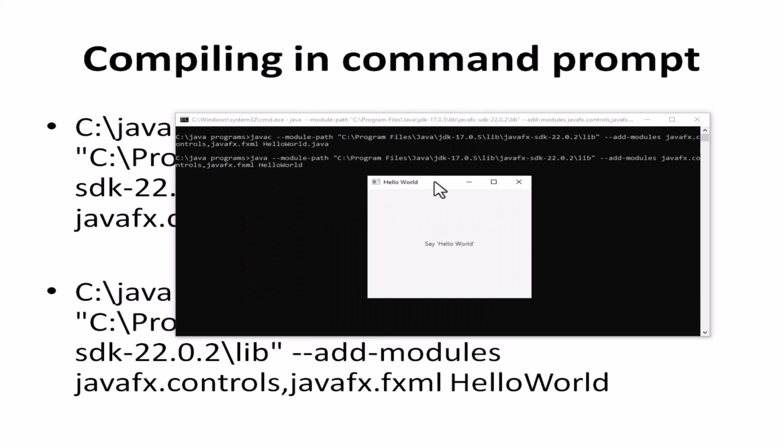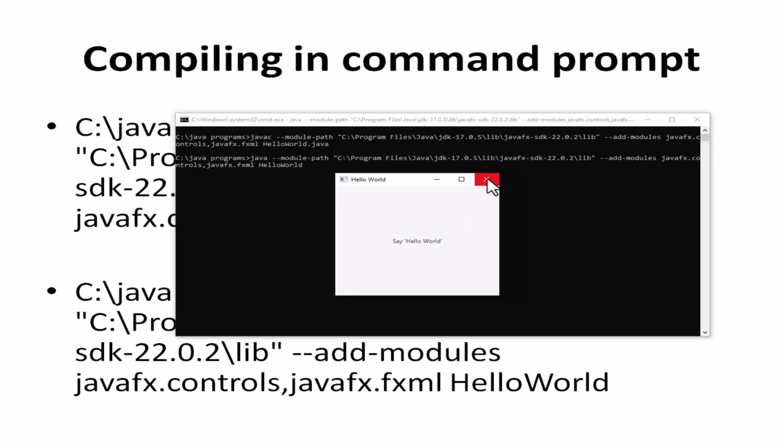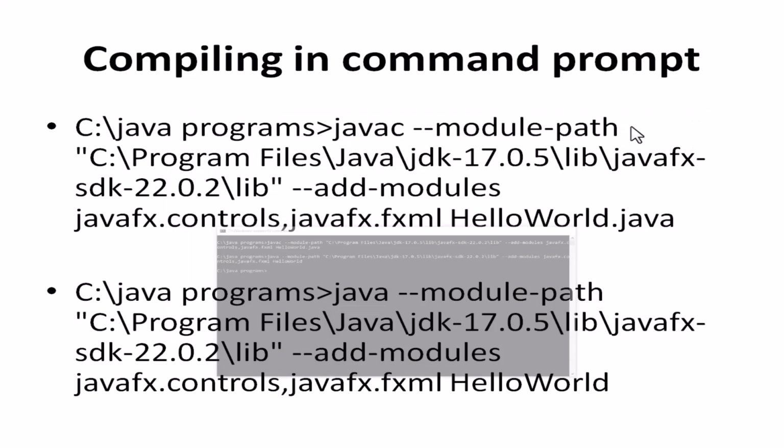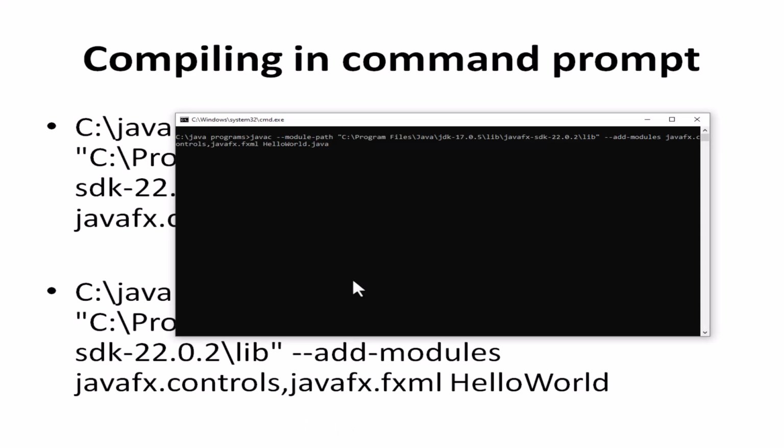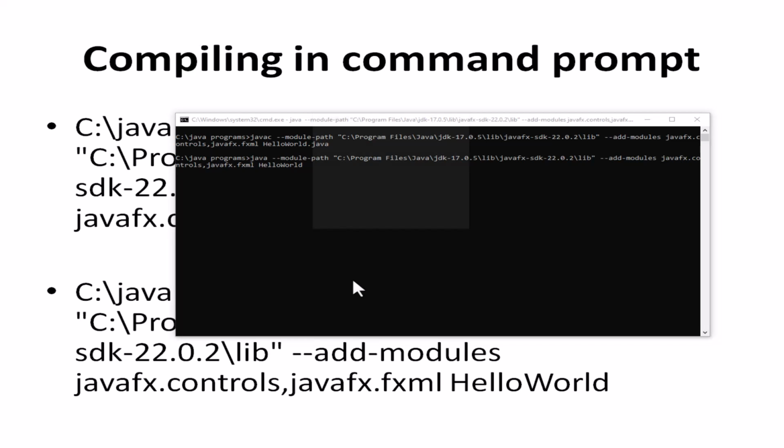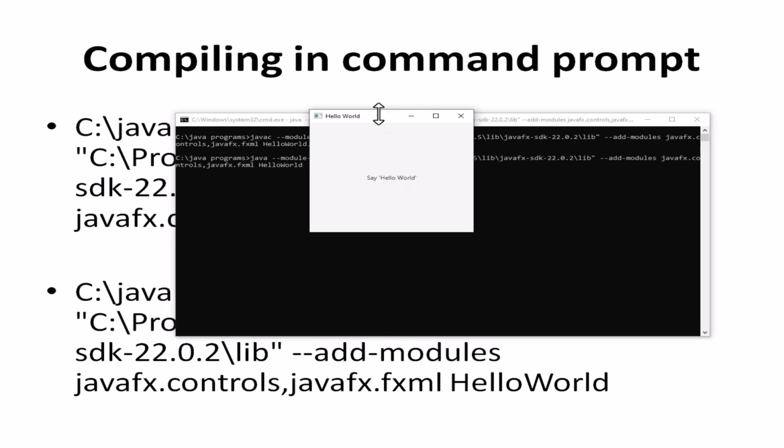Now we are going to compile the program from the command prompt. I have opened the command prompt and pasted the particular path. Now the program has compiled successfully without error and I have created a class file. Now I have run the program by class name. The program has run successfully in the command prompt. In this way you can execute in the command prompt.